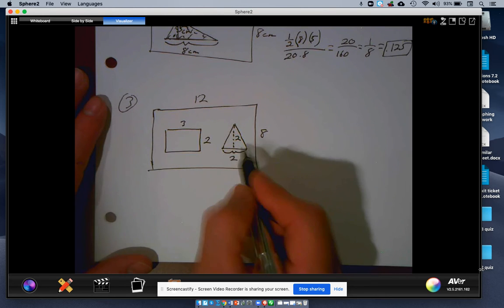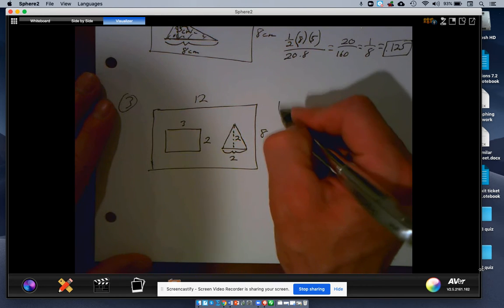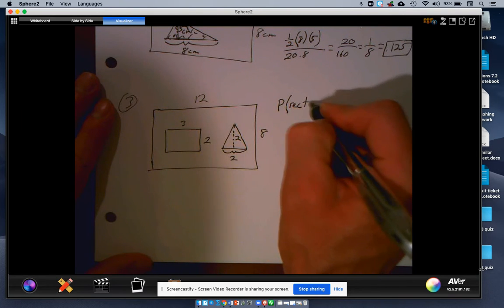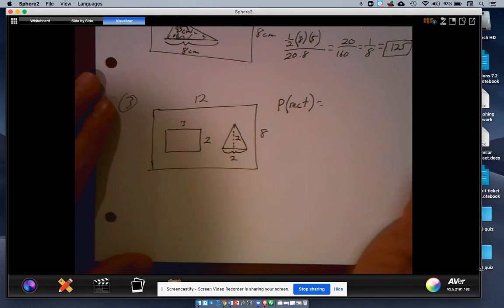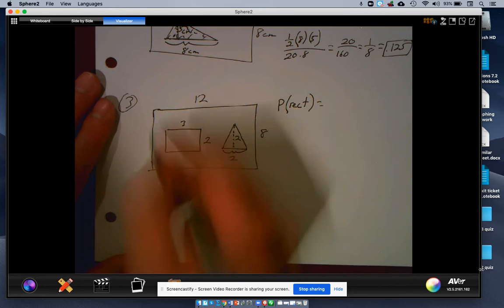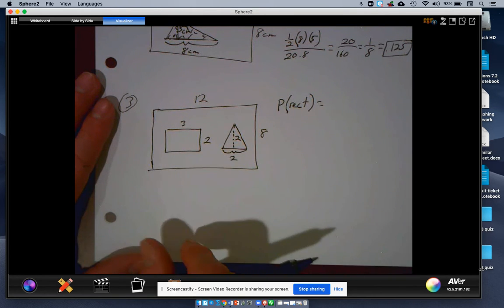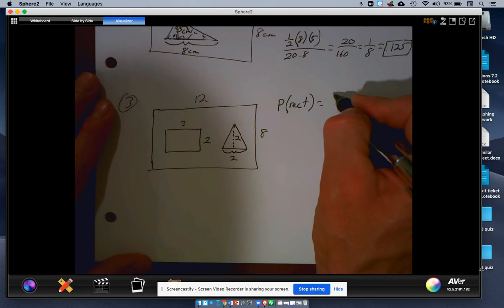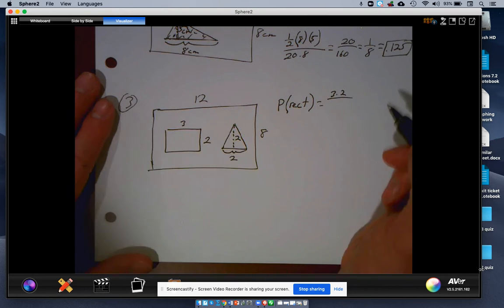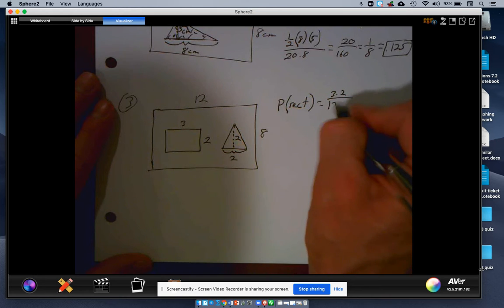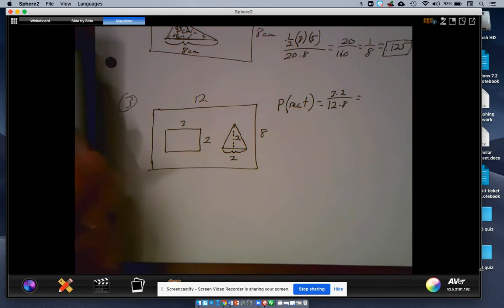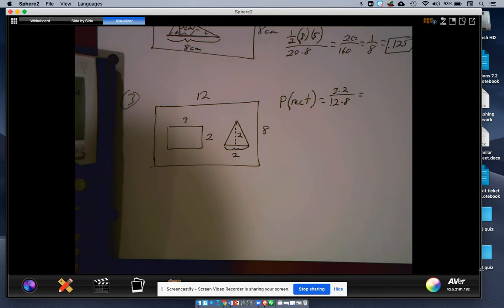So what's the probability that it lands in the rectangle? Here's the wall, and you're chucking tennis balls at the wall. Well, that would be 3 times 2 on top, because that's where I want to hit, divided by the total, 12 times 8. So that's the probability of it hitting in the rectangle. So I have 6 divided by 12 times 8, which is, I believe, 96.